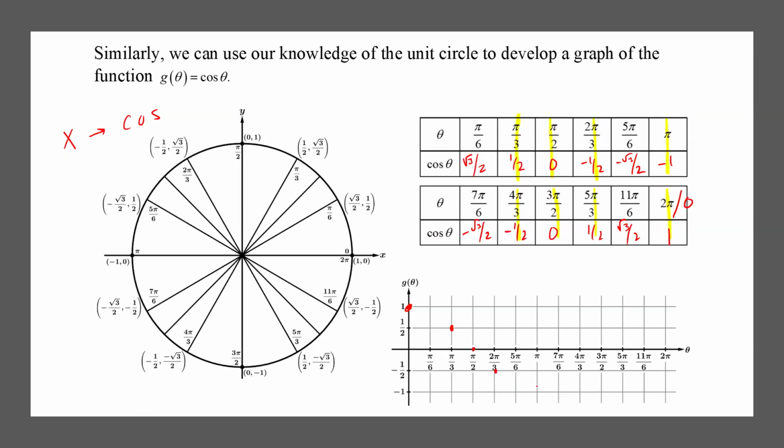We're going to go to pi, which is at negative 1. We're going to go to 4 pi over 3, which is at negative 1 half. 3 pi over 2, which is at 0. And we're going to go to 5 pi over 3, which is at a half. And we're going to come to 2 pi, which is back at 1. And again, you're going to pretend that this is the most curvaceous graph you've ever seen. Boom. Thank you. This is our cosine function, and we call it the cup.